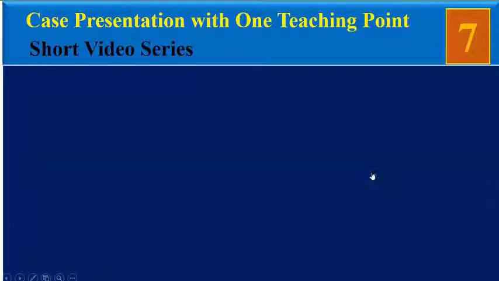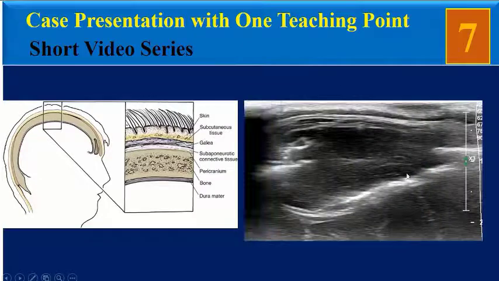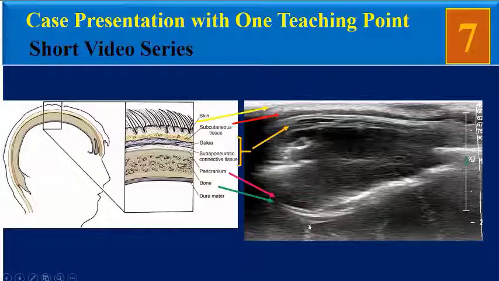For a better view, you can see a schematic image of the scalp layers, and this is the lesion that we found in ultrasound. Here is the epidermal layer of the skin. Here is the subcutaneous fat layer. Here you can see the galea and subaponeurotic connective tissue. Here is the lesion that we found, the diploic layer of the skull, and the dura mater.